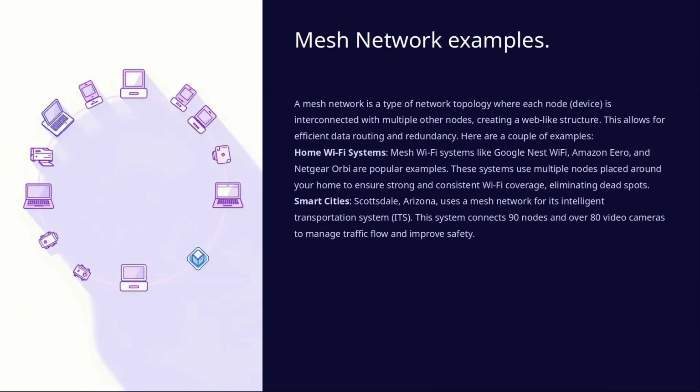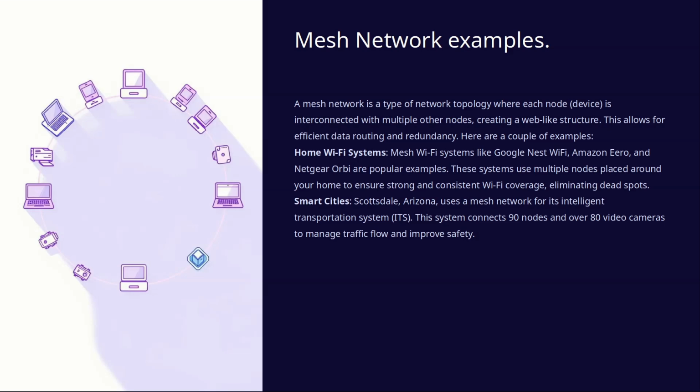Examples of mesh networks. A mesh network is a type of topology where each node is connected to multiple nodes, creating a web-like structure. They don't have to be completely connected, with every device connected to every other device. This allows for efficient data routing and redundancy.